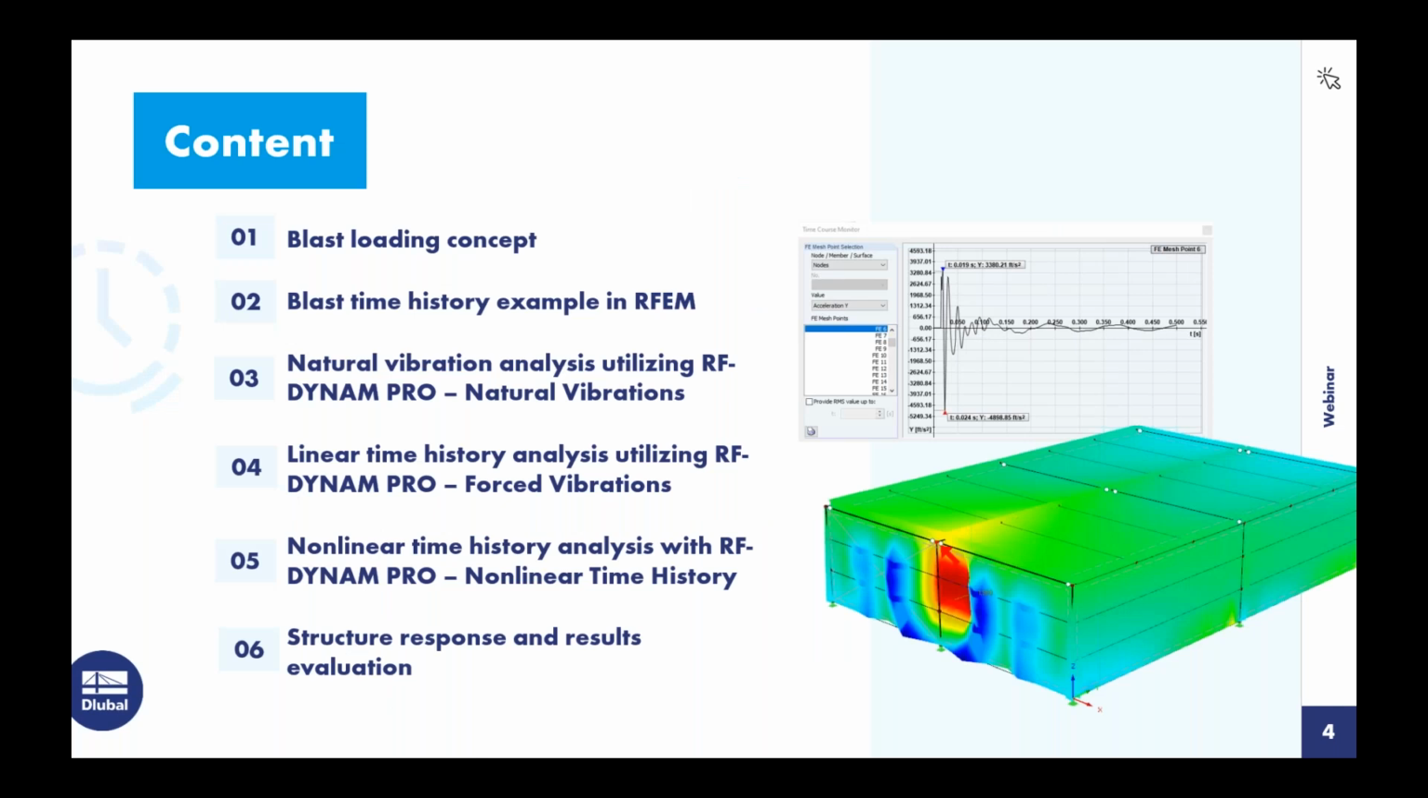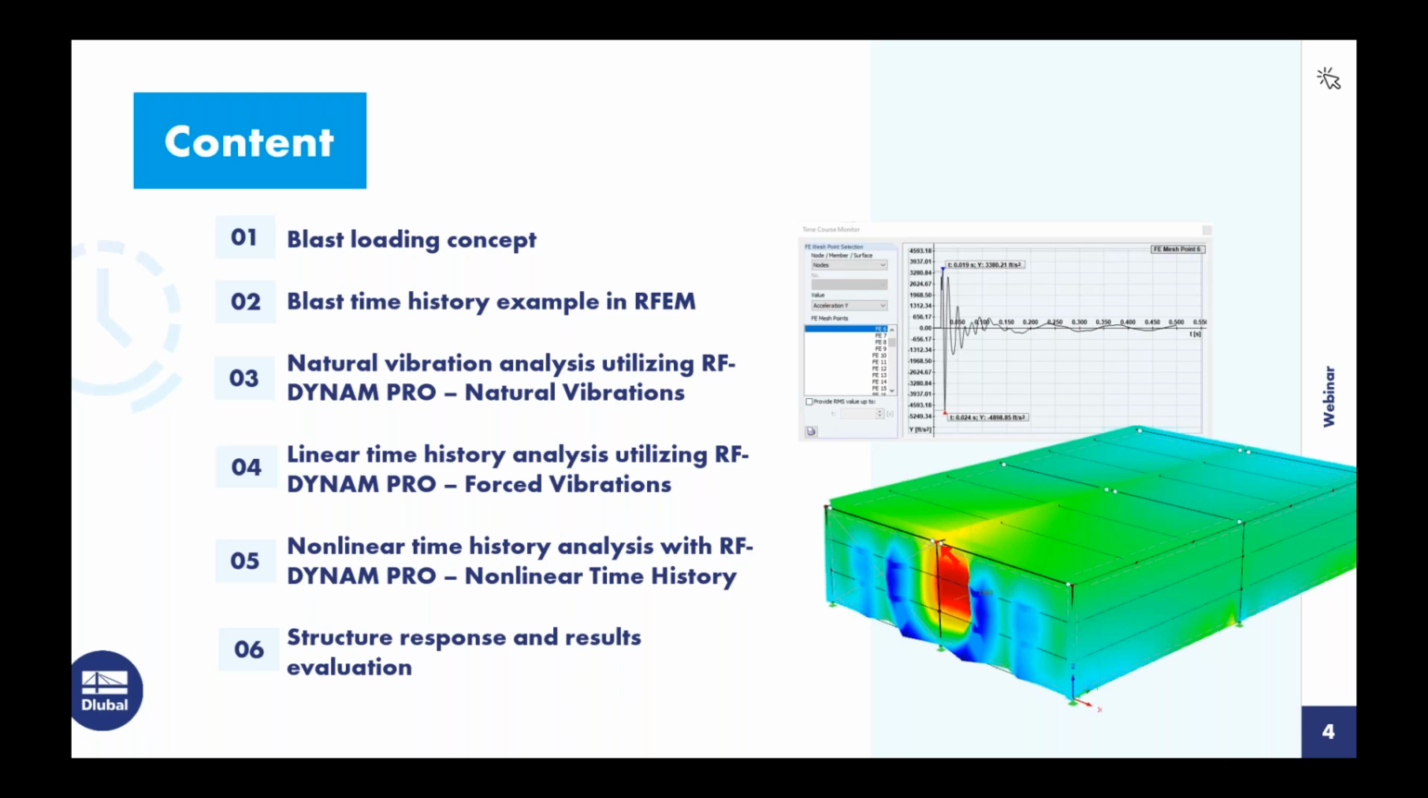So I wanted to go over the various content that we'll be covering over the next hour today. The first will be just the general blast loading design concept. For this, we'll be primarily referring to AISC Design Guide 26, as well as some references to the UFC 3-340-02 documents. Then we'll move into our first example. This example today is going to be taken again from Design Guide 26, and we'll go ahead and model this within RFEM. We're also going to be utilizing a few different add-on modules within the program as well.